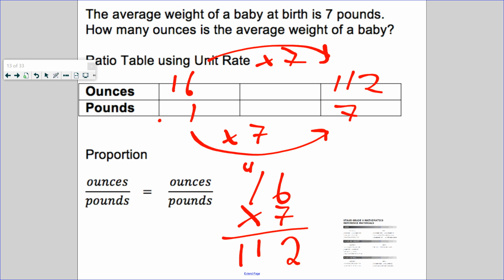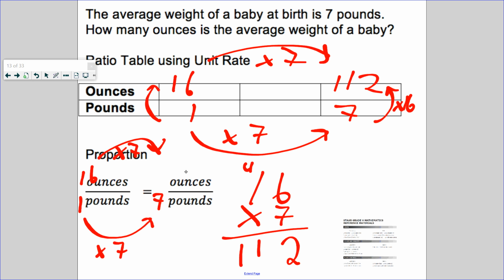Maybe you see a relationship going up and down. How do you build 1 to 16? Times 16. So whether you do a within or between, side to side, or up and down relationship, you are going to be multiplying by the same number. It doesn't matter which way you see it. Maybe you see it as a proportion. 16 ounces makes 1 pound. If you have 7 pounds, it's the same thing as a table. How do you build 1 pound to 7 pounds? Times 7. 16 times 7 is 112. Or up and down: 1 pound to 16 ounces is times 16. 7 times 16 is 112.